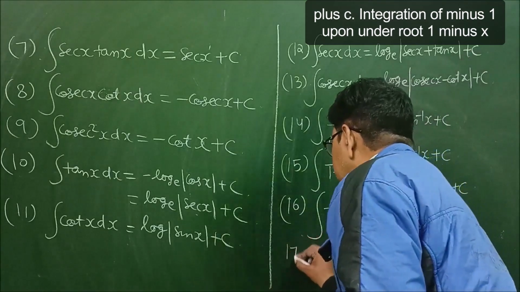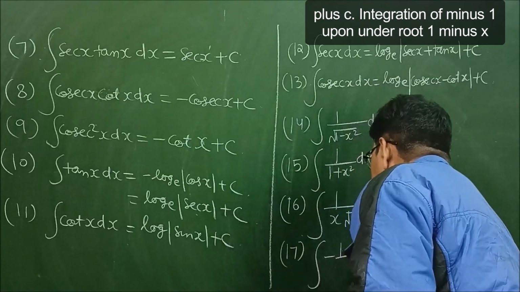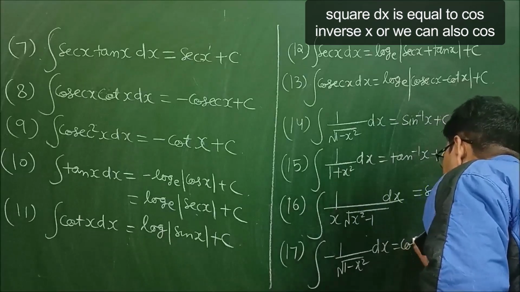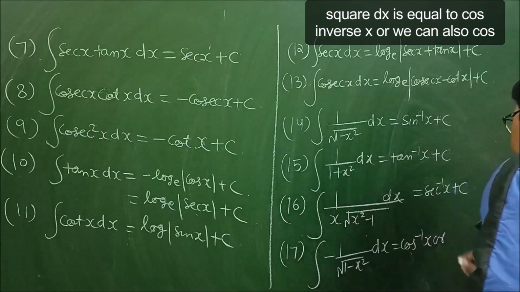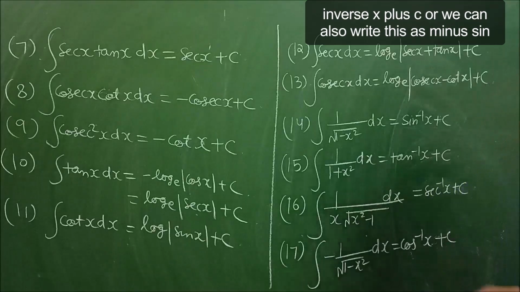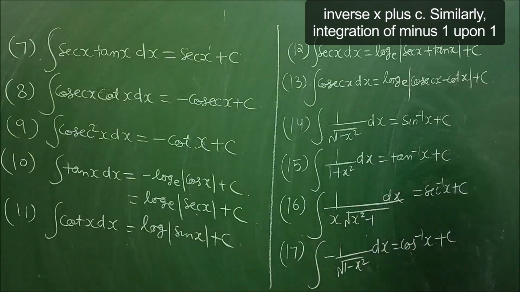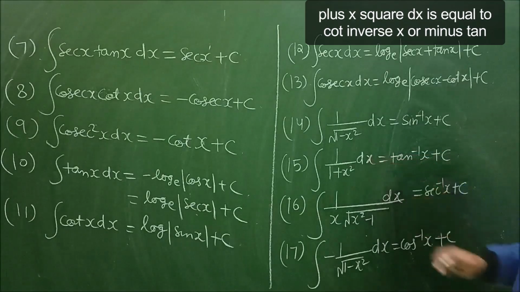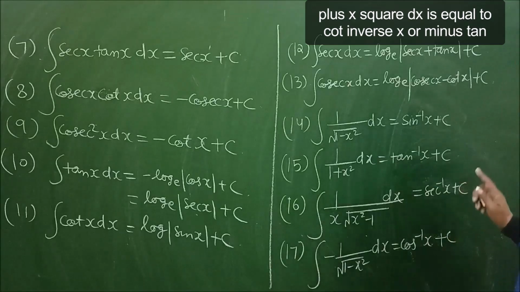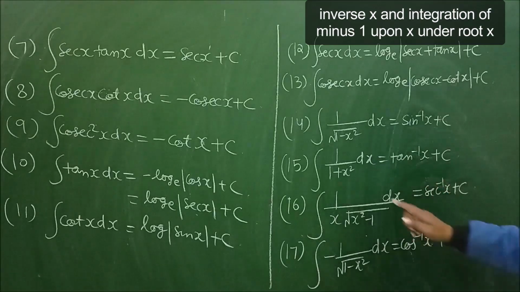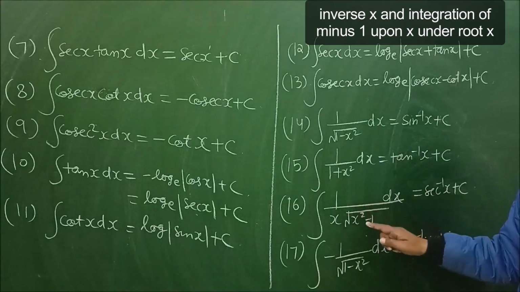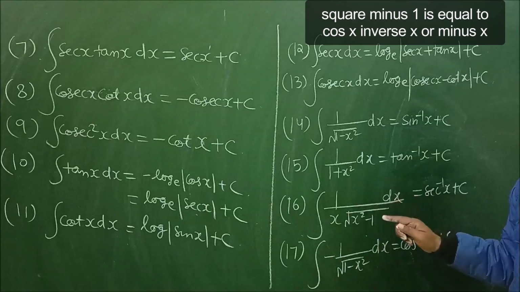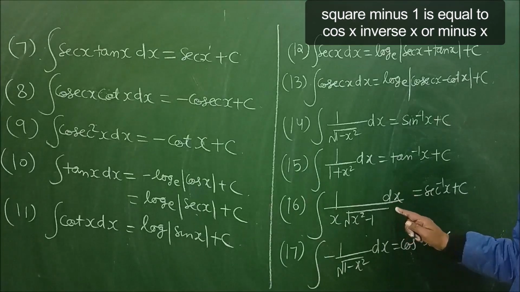Integration of minus 1 upon under root 1 minus x square dx is equal to cos inverse x plus c, or we can also write this as minus sin inverse x plus c. Similarly, integration of minus 1 upon 1 plus x square dx is equal to cot inverse x or minus tan inverse x, and integration of minus 1 upon x under root x square minus 1 is equal to cosec inverse x or minus sec inverse x plus c.